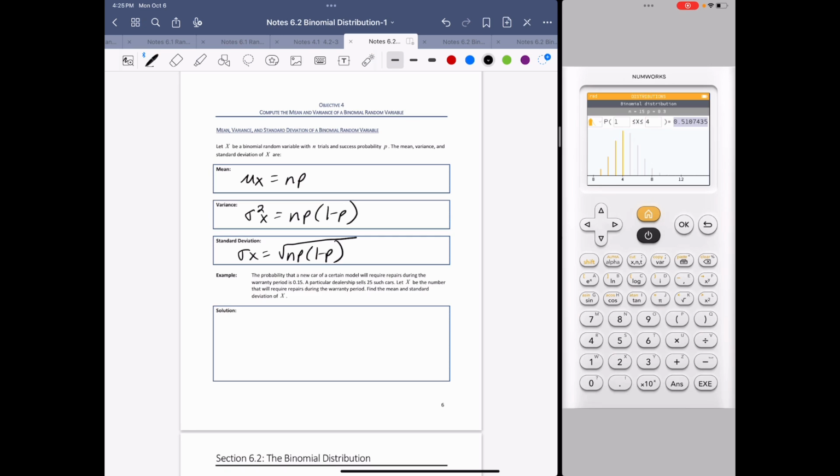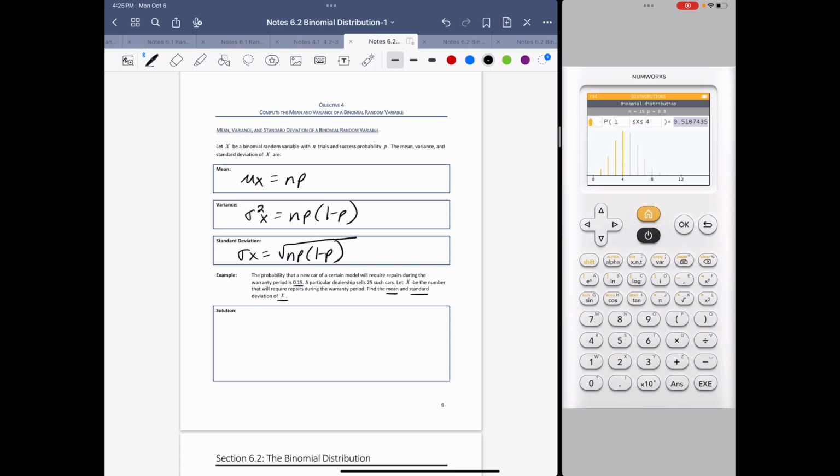All right, and I want you to look at this problem. It says, the probability that a new car of a certain model will require repairs during the warranty period is 0.15. A particular dealership sells 25 such cars. Let x be the number that will require repairs during the warranty period. Find the mean and the standard deviation of x. Now notice they're not asking you for variance. Most times they won't, but they could, and you know how to find it if you need to.